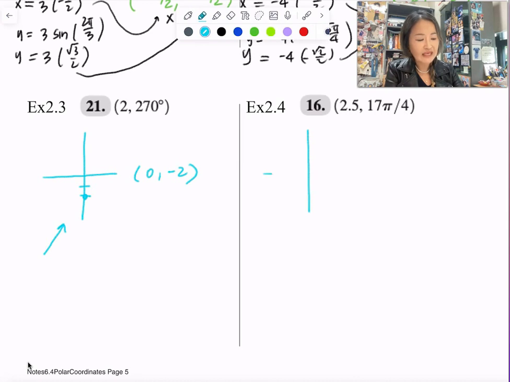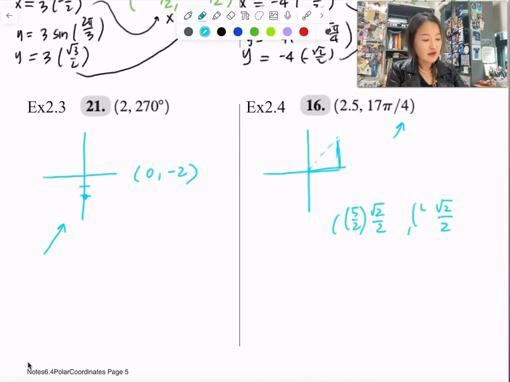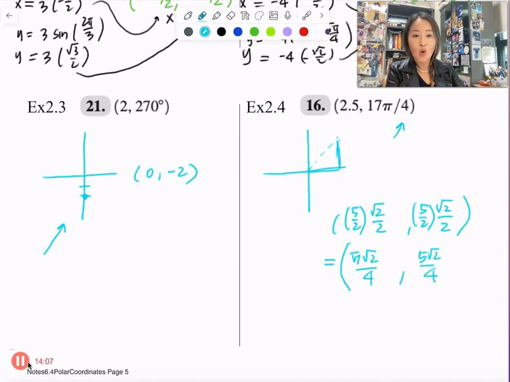17 pi over 4, holy cow. That means I rotated around the pole how many times? 1, 2, and then I'm left here, first quadrant. I've traveled twice around the world, and I end up here. So I know that it's a pi over 4. That means it's a special right triangle there. So it's going to be root 2 over 2, root 2 over 2. But I have to apply my radius. It's 5 over 2, 5 over 2. So I end up with 5 root 2 over 4 x, 5 root 2 over 4 y value.